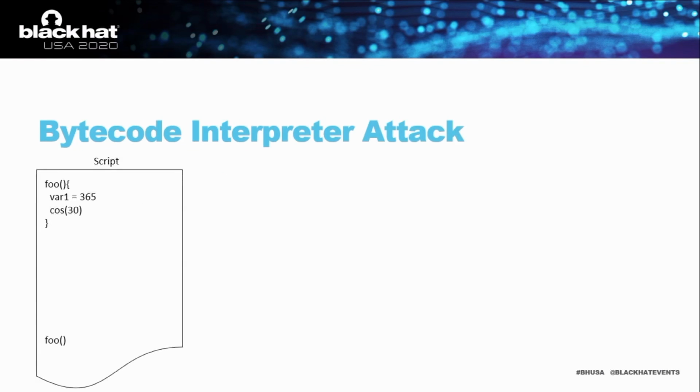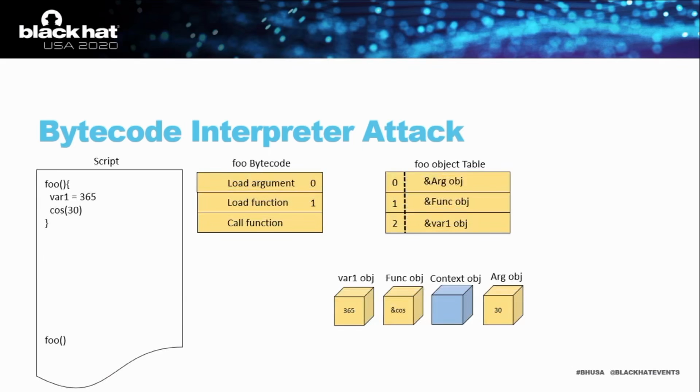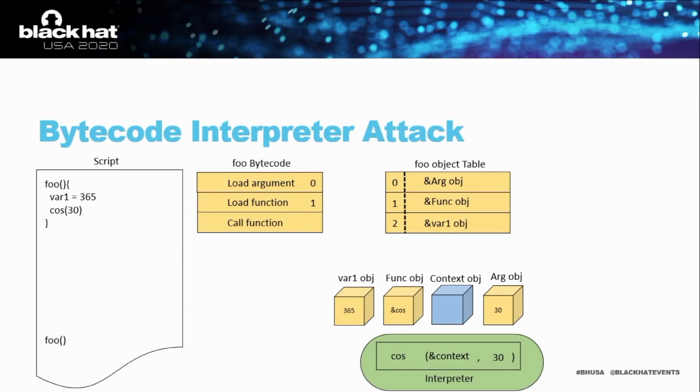This is a simple attack script calling a benign function foo, and the function foo calls cosine function. When this script is compiled, corresponding bytecode, object table, and data objects are generated. Here, calling the cosine function is achieved by an indirect function call where the function pointer is fetched from the load function bytecode instructions, and also arguments are fetched in the same way. And this indirect function call gets the address of the context object as the first argument.